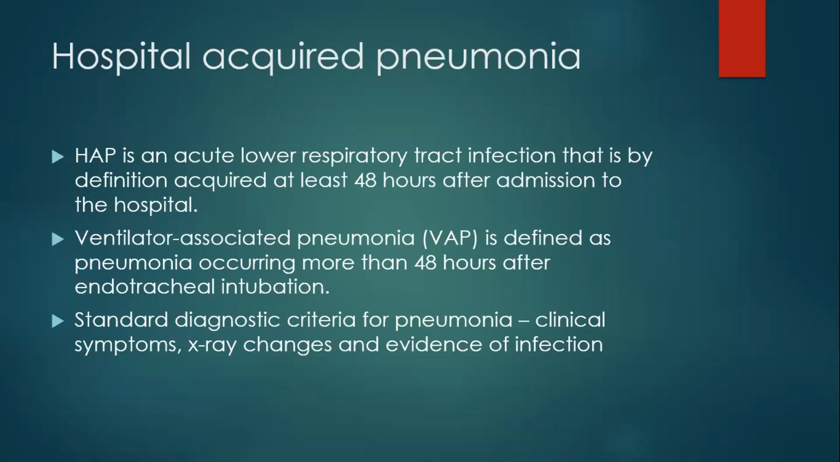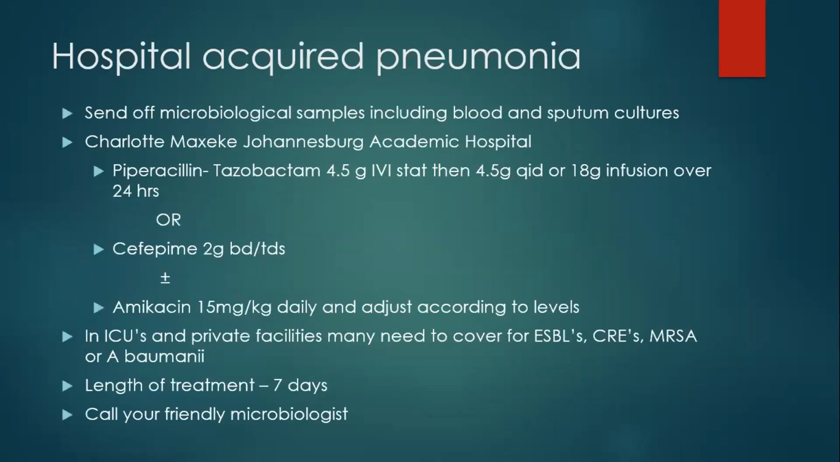So again, signs and symptoms of infection, signs and symptoms of respiratory tract infection, and then new chest X-ray changes that occur after 48 hours of admission. A ventilator-associated pneumonia would be after 48 hours of ventilation or of intubation. So again, these are patients in whom you really should send off your microbiological samples, and these include both blood and sputum or tracheal aspirates if you've got an intubated patient.